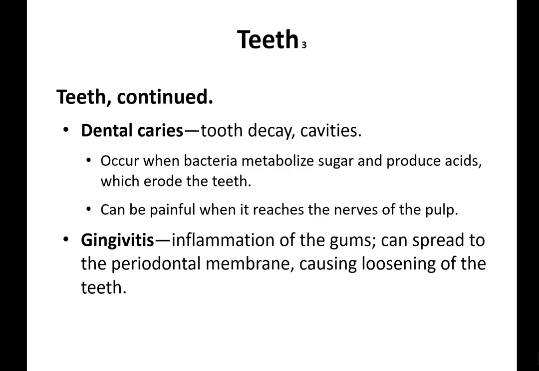Dental caries are tooth decay or cavities. It occurs when bacteria metabolize sugars and produce acids that can erode the teeth. This can lead to pain and sometimes damages the nerve. Gingivitis is inflammation of the gums and can spread to the periodontal membrane, causing loosening of the tooth.